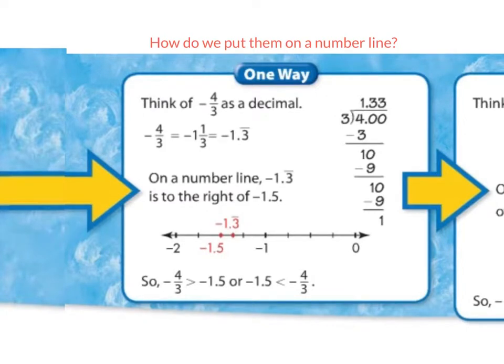Now we're going to answer the question, how do we put them on a number line? And by them, I mean rational numbers, with a clue word of pink flowers. Think of -4/3 as a decimal. So every single time that I want you to put a rational number, even if they give it to you as a fraction, on a number line, we're going to make it into a decimal. Just every time. That's the easiest way that I've found to make sense.